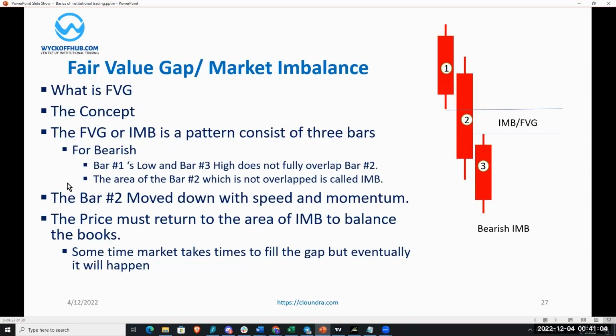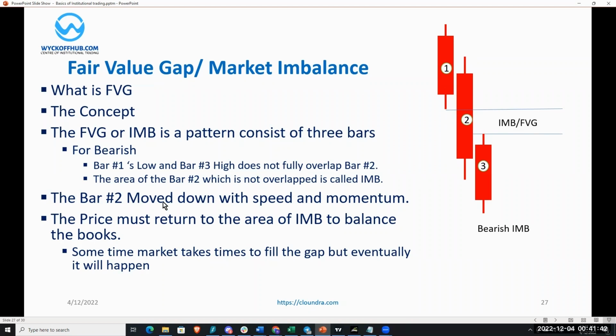But before we continue with the point of interest, I would like to present a concept called market imbalance. What is the market imbalance or fair value gap? The fair value gap is a pattern consisting of 3 bars. For the bearish, as you can see, this is bar number 1, bar number 2, and bar number 3. The low of bar number 1 and the high of bar number 3 do not fully overlap bar number 2. Whatever area is not overlapped by the middle bar, bar number 2, is called the imbalance or fair value gap.